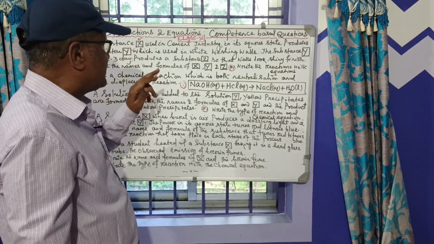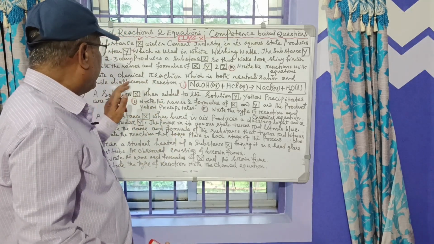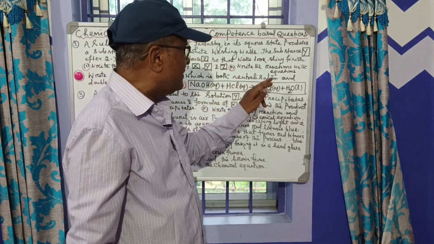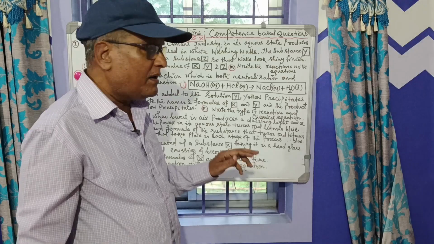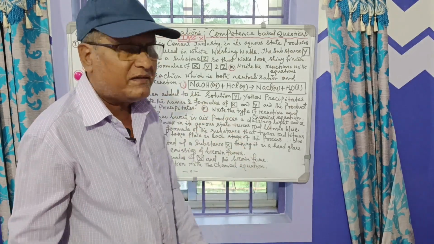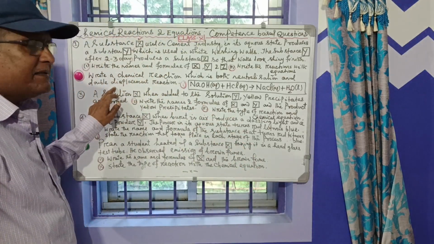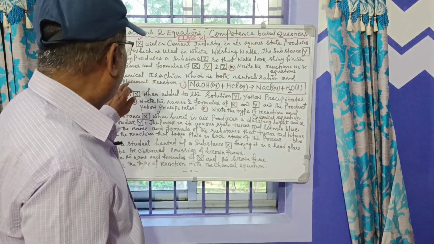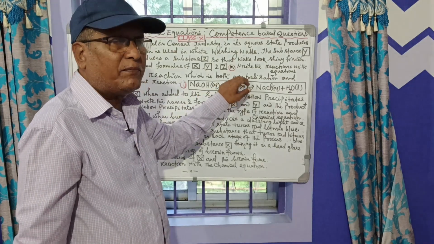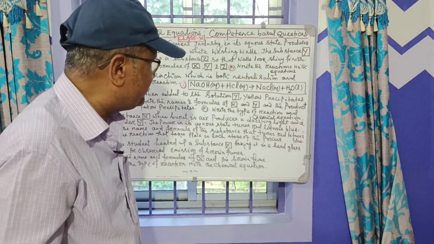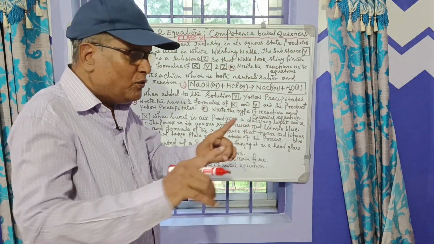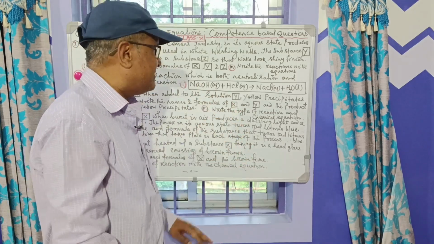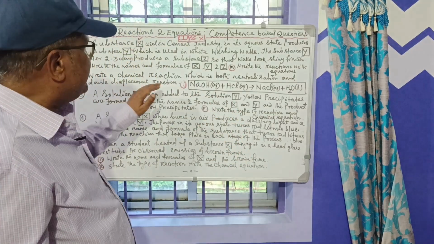Write a chemical reaction which is both neutralization and double displacement reaction. So this is in chapter 1 you have learnt it. But this part refers to your chapter 2 acid, base and salt. So linking two chapters, a question was set previously in CBSE exam. So the hint is given for you.